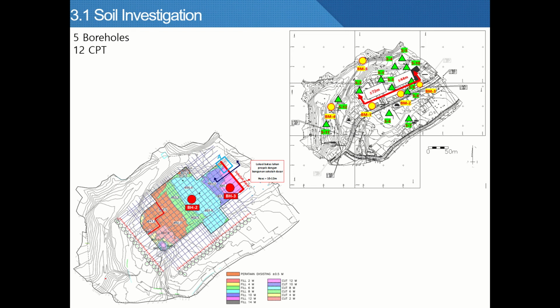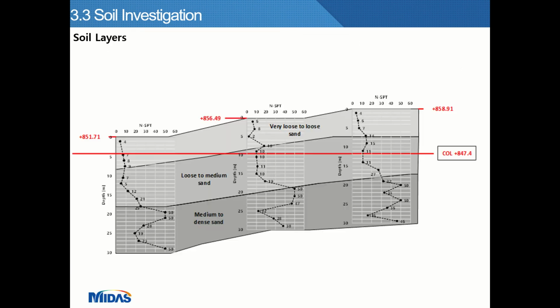Now, having boreholes and CPT, we try to make a soil layering. This is the cut-off level at the elevation of 847 meters. On the other hand, the surface ranges from 851 meters to 858 meters.